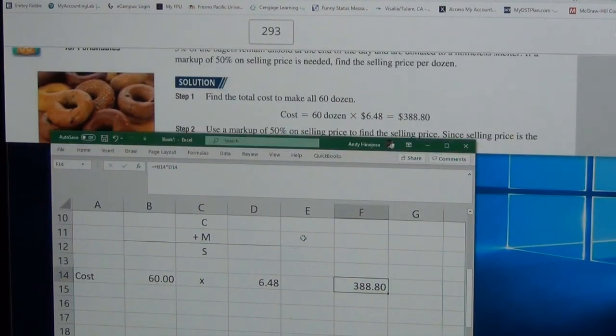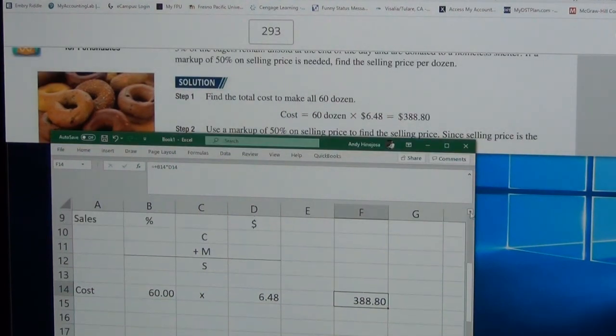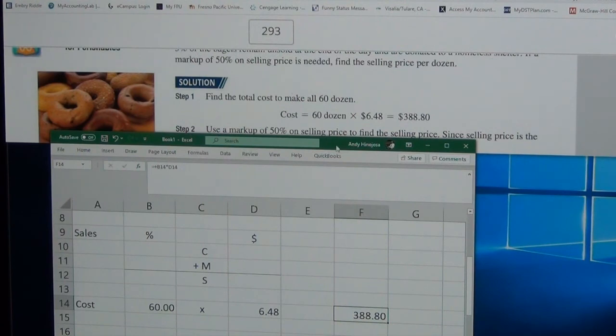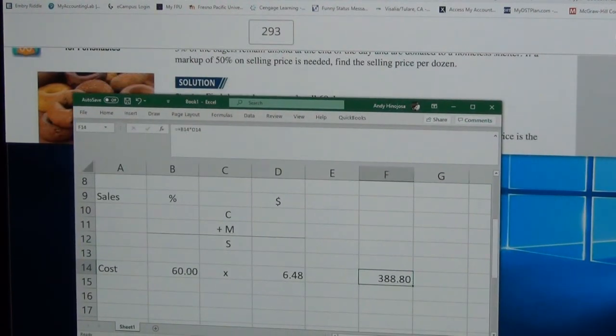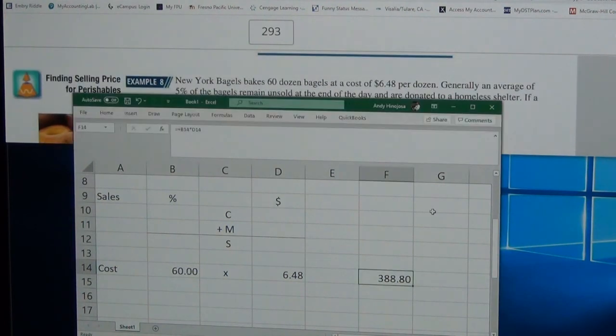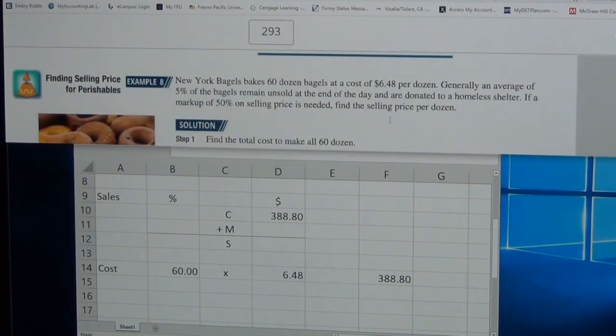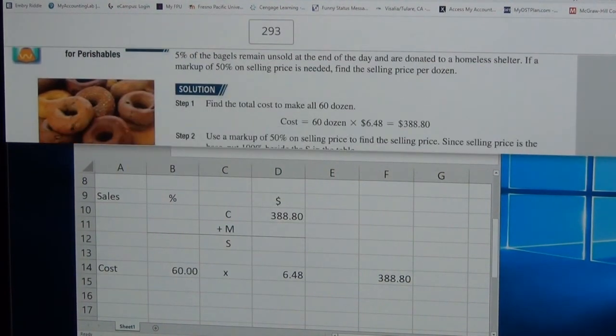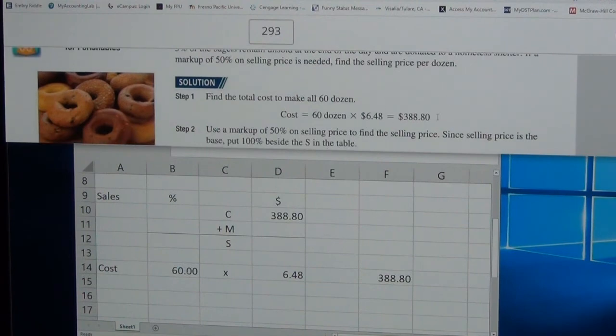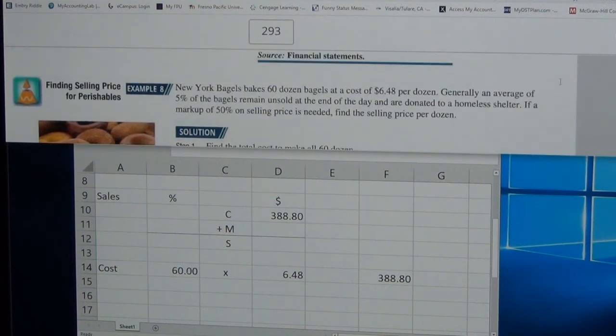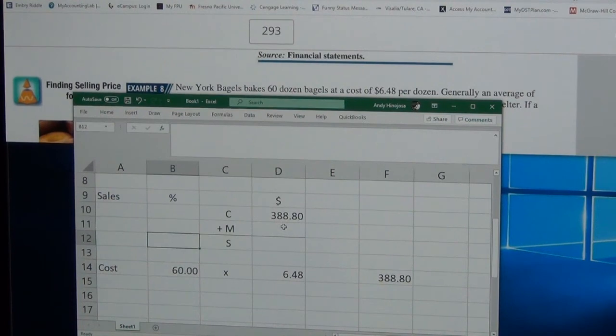So now we have an element we can actually plug in. Now we have the cost that we can plug into our formula here. I'm afraid you might be losing some of this, so let's go ahead. So we have our cost, $388.80. All right. From here, we say, okay, we have our total cost. Now we're going to use a markup of 50% on selling price. Well, did they give us that? Yeah, they told us. It is a markup of 50% of selling price. Well, the selling price, we don't know, but since it's on selling price, that's going to be 100%.